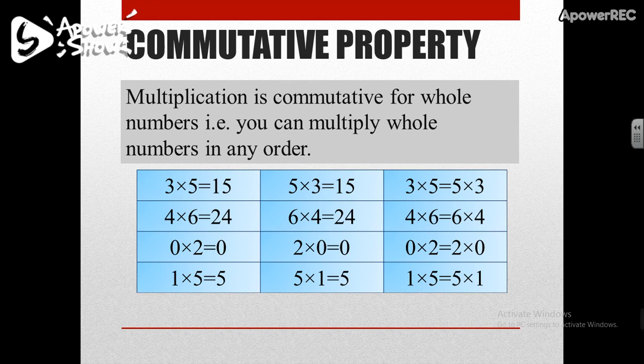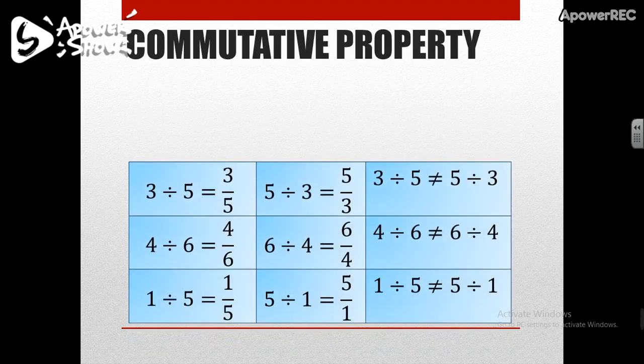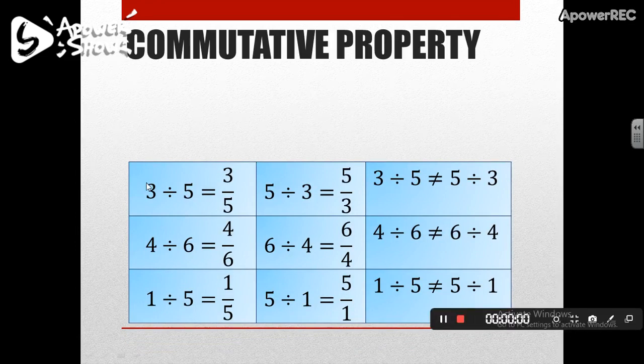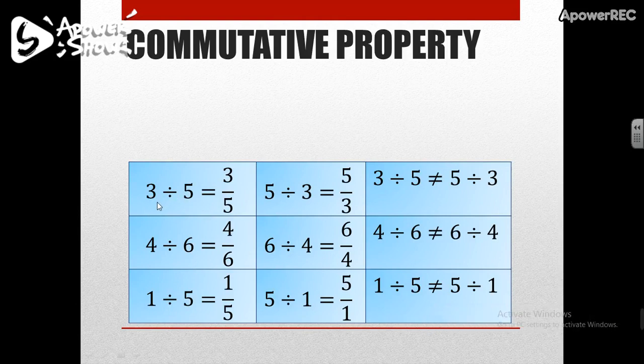Now let's check the commutative property for division. Again, we are trying to understand this property using some examples. In the first one, I am dividing 3 by 5. So after dividing 3 by 5, I am getting 3 upon 5. And now I am going to divide 5 by 3, and I am getting 5 upon 3. And since 3 upon 5 is not equal to 5 upon 3, we get that 3 divided by 5 is not equal to 5 divided by 3.